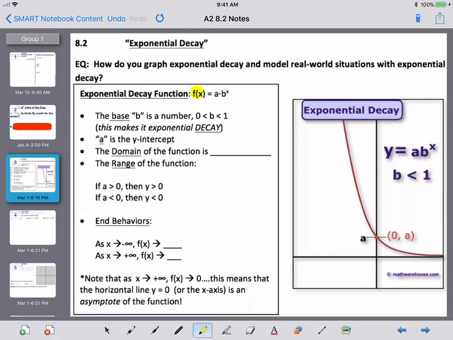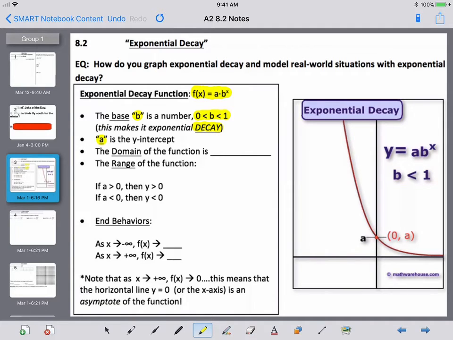If you look at the function a times b to the power of x, you will notice that that's actually the same function as exponential growth. What makes it decay is that the base b has to be between 0 and 1. For example, 1/2 or 0.2, something along those lines.